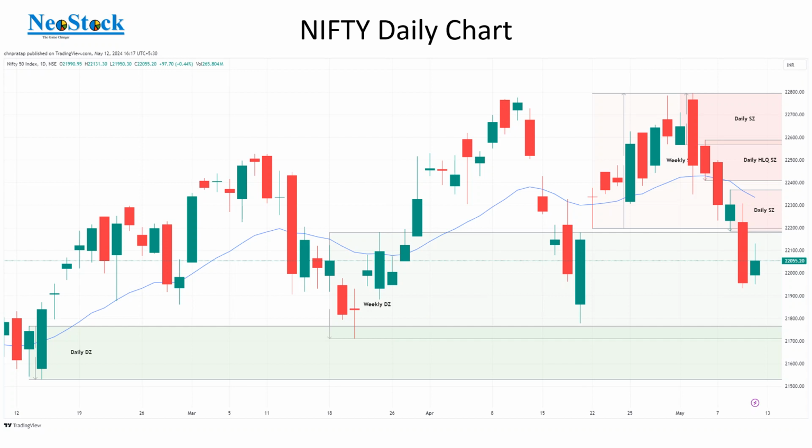So that's why next week, this coming week, is very interesting. Tomorrow and the next coming days of trading are very, very interesting in Nifty 50. Okay, but this is about the Nifty daily chart.